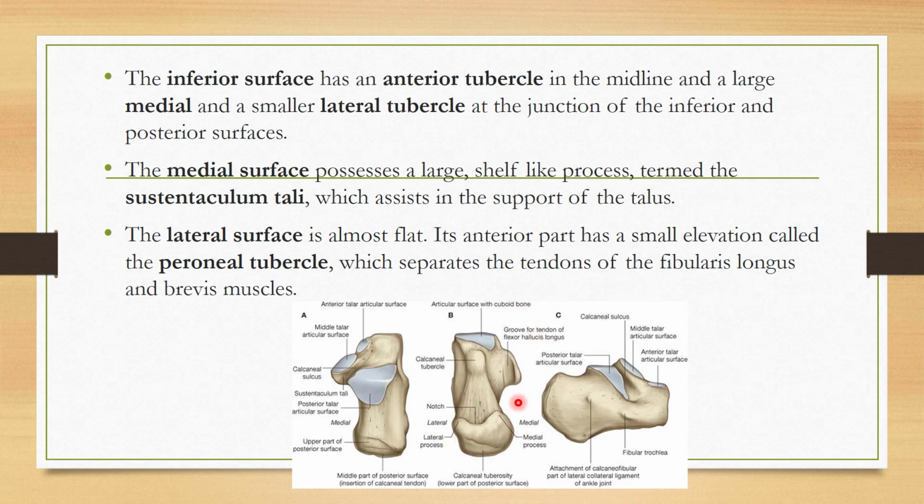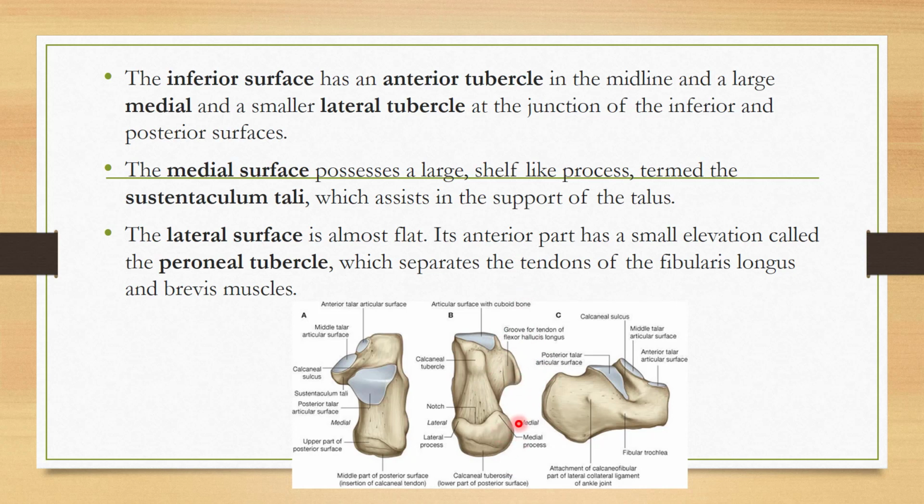Okay, this is the medial side of the calcaneum. How will you know that this is the medial side and this is the lateral side of the calcaneum? On the medial side there is a big projection which is named as sustentaculum tali, and on the lateral side most of the surface is flat. So you can recognize that the flat surface will be lateral surface and the surface having a big projection is the medial surface of the calcaneum.